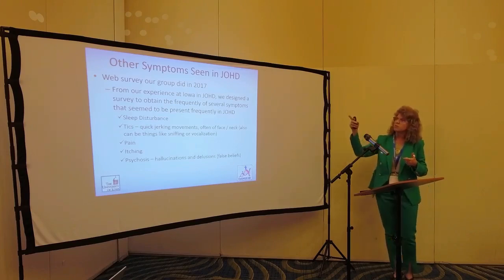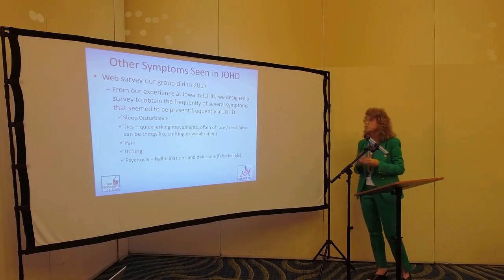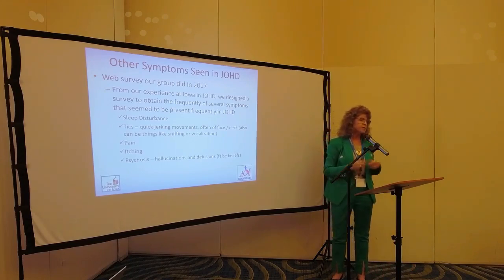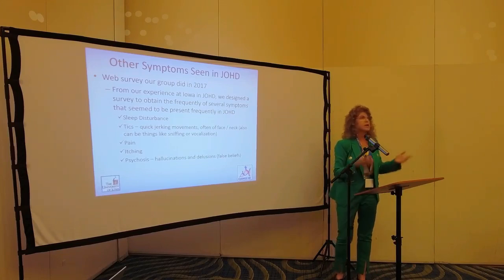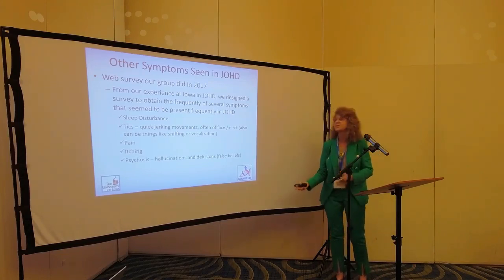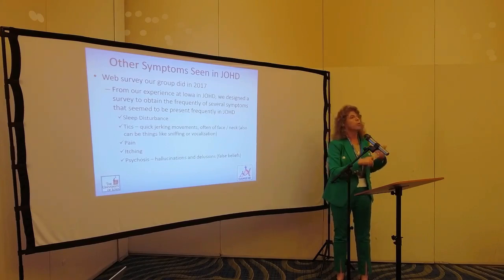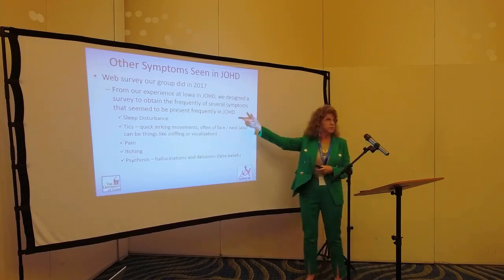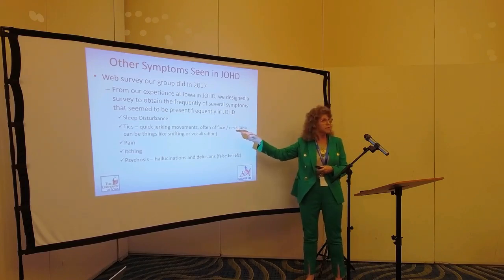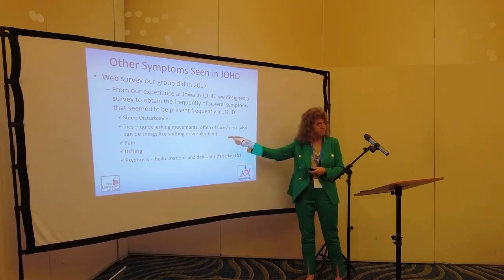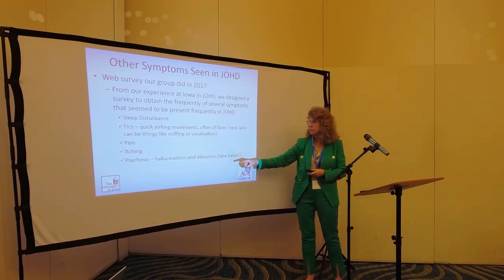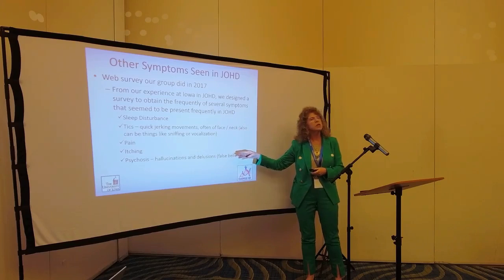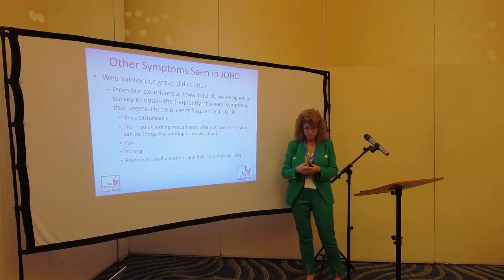So we did a web survey. So we connected with the community. This was really helpful for us because at Iowa, we've been doing a lot of JoHD, and I kept on seeing families talk about symptoms that I wasn't seeing in clinic in my adult patients. And so we asked the community, what are the things that you're seeing in your JoHD kids? And we came up with a list: sleep disturbance, the tics that I mentioned to you before, pain, itching, and psychosis.